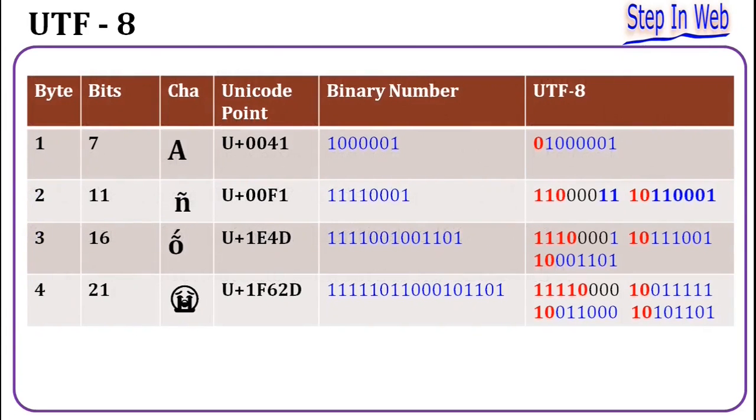Now we look at how Unicode forms this character set. Suppose you take 1 byte, it will use only 7 bits, and the first bit it reserves for the Unicode system identification. Take the character A: its Unicode point is U+0041, and the binary number in 7 bits is 1000001, and UTF-8 converts this number. The first bit shown in red indicates it is the Unicode system, and the remaining 7 bits show the binary code of the character A.